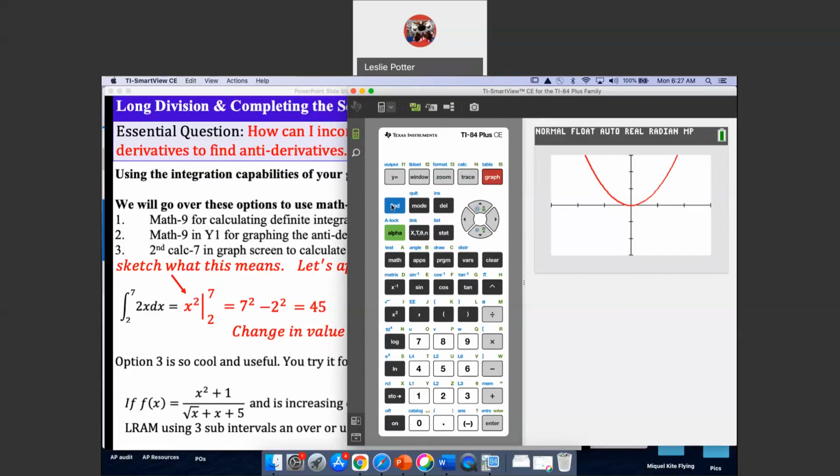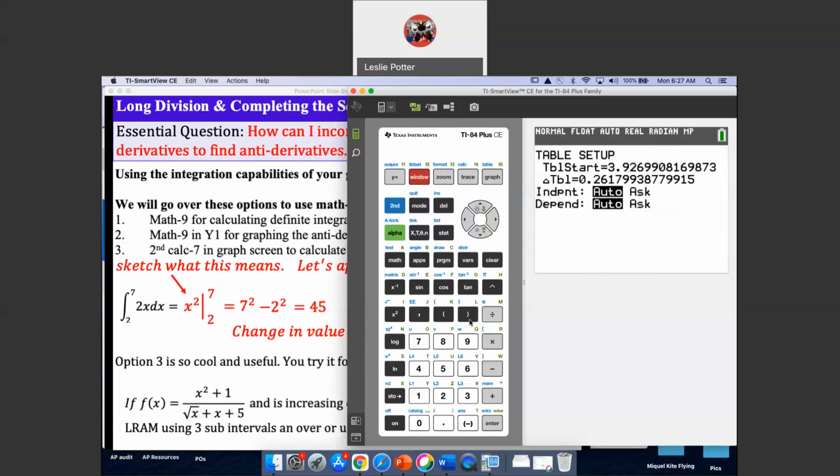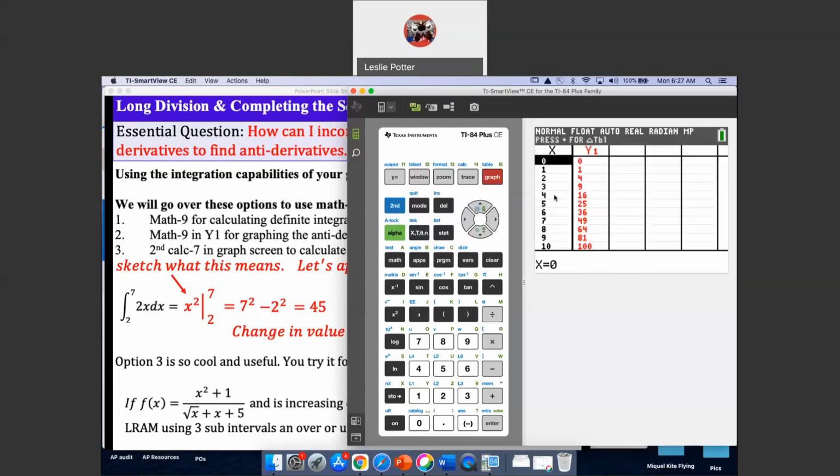Now the advantage to this is it creates a table. And if I go into table set, let's just go ahead and set this back at 0 and a delta of 1 so that I can look at between 2 and 7. Then when I look at my table here, I can see 2 is 4, 7 is 49. I can subtract those 2 to get my 45. So I can figure it out graphically that way, which is kind of nice.